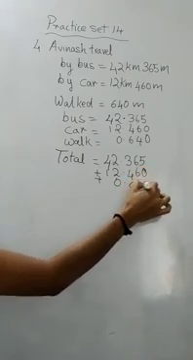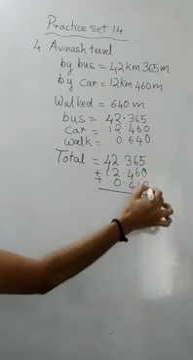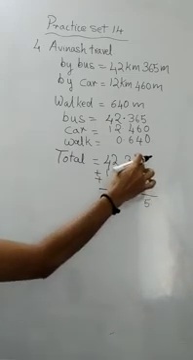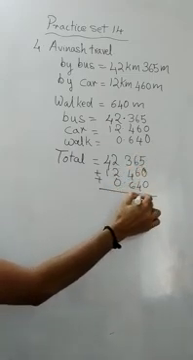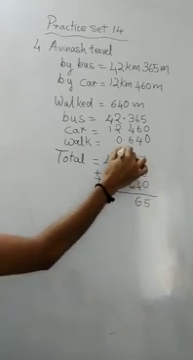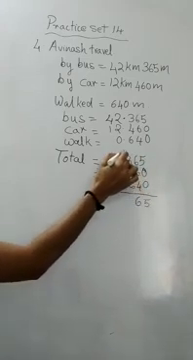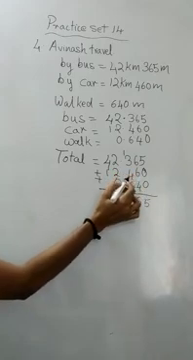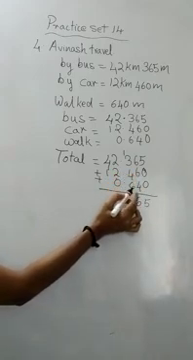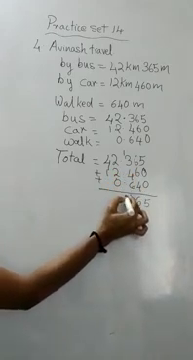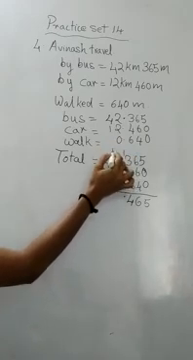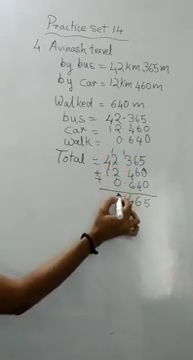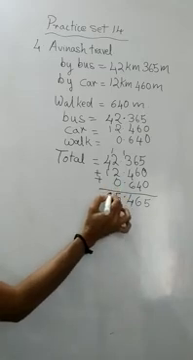0.640. Now 5 plus 0 is 5. Now 6 plus 6 is 12 plus 4 is 16. 1 carry to this one. 3 plus 1 is 4. 4 plus 4 is 8, and 8 plus 6 is 14. Then you have 1 carried over here. 1 plus 2 is 3. 3 plus 2 is 5. And 4 plus 1 is 5.